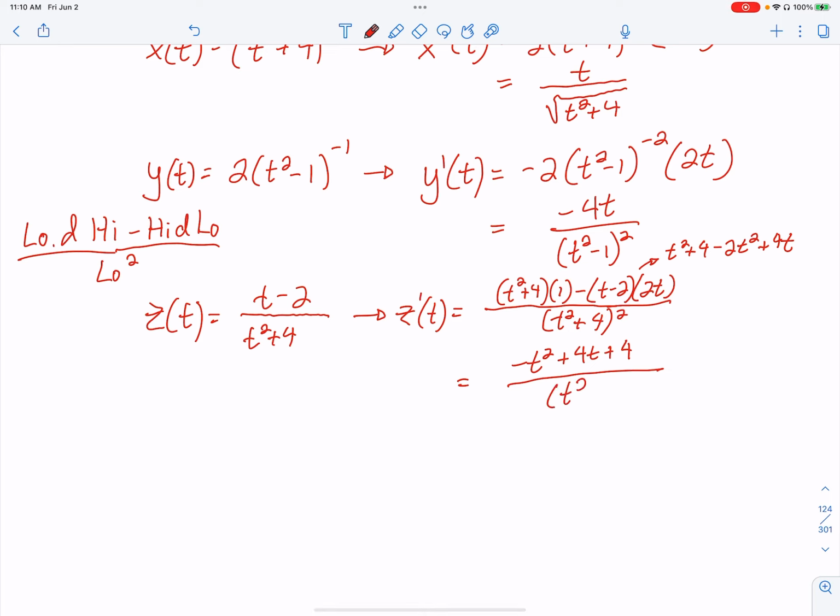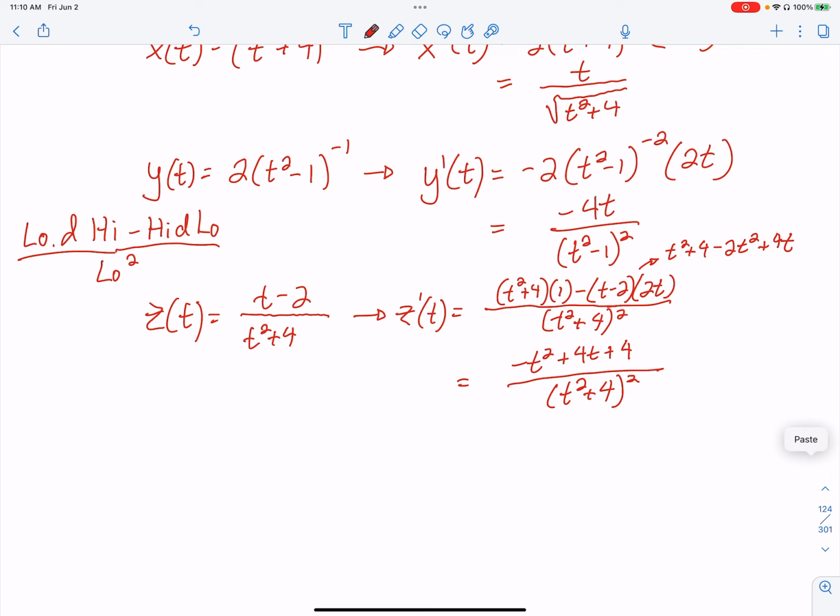All right, I got t squared plus 4. So that's what I get for z prime. It's not pretty, but that's okay. We can leave it not pretty. That's totally okay. So that's what z prime of t looks like. It's very gross, but I think it's all right. I'm double checking everything. Yeah, I think we're good.